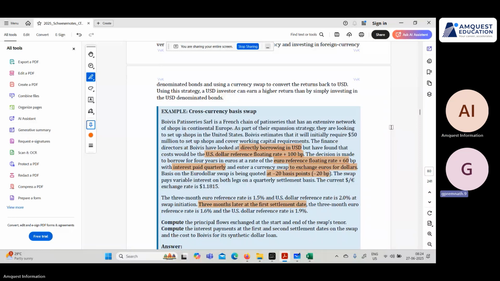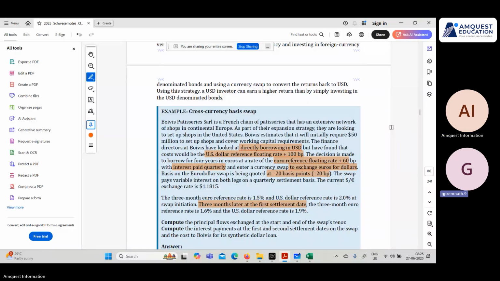The 1.6 plus the 60 bips, which is 0.6%, is 2.2%, right? So 2.2% divided by 4 times the euro notional, which is about 42.319 million, so he has to pay the bank about 232,754. Okay, good. So this is how much he pays to the bank. Okay, I agree with you. Then what's the next thing?